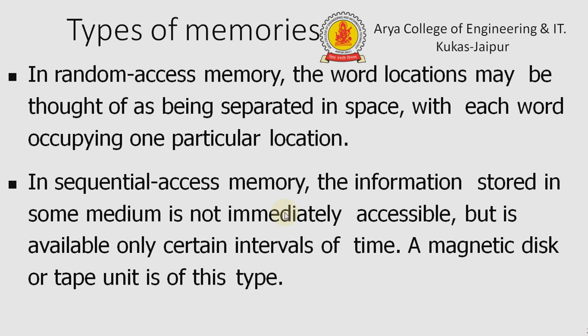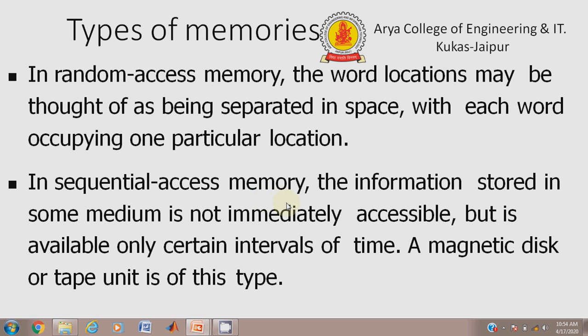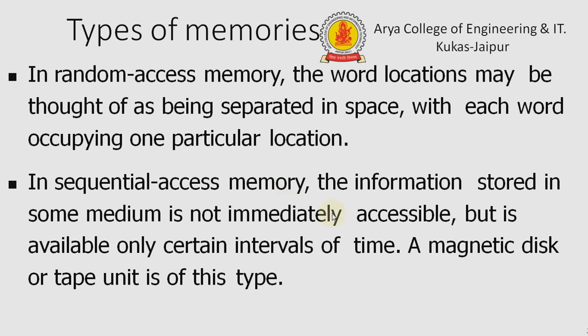In the previous video series we studied what memory is, the types of memory like RAM and ROM, and how read and write are done in RAM through timing cycles. Now, in random access memory, the word locations may be thought of as being separated in space, with each word occupying one particular location. In sequential access memory, the information is stored in some medium and is not immediately accessible but is available only at certain intervals of time. A magnetic disk or a tape is of this type.